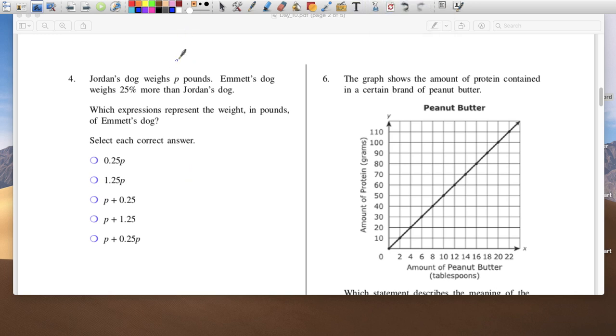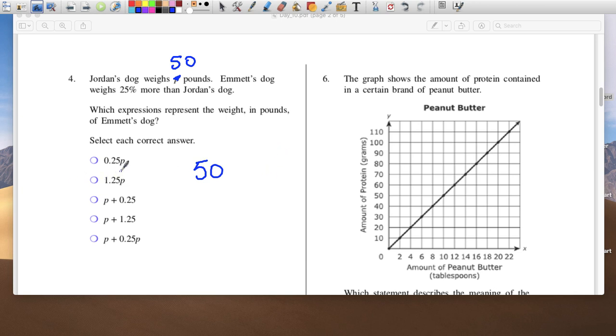Let me choose 50. There you go. Jordan's dog weighs 50 pounds, right? So if I want to find out how much Emmett's dog weighs, and Emmett's dog weighs 25% more, which means that Emmett's dog weighs 50 pounds as well, plus 25% more, right?